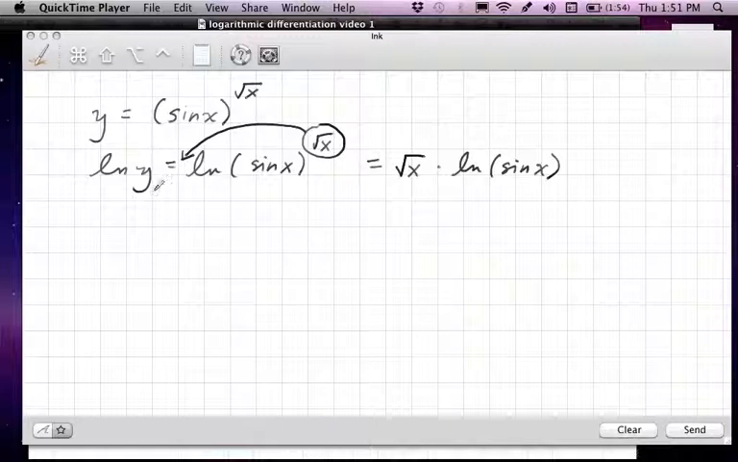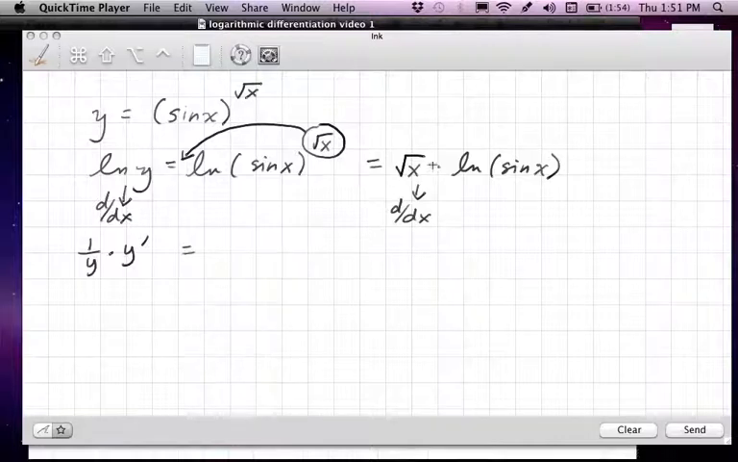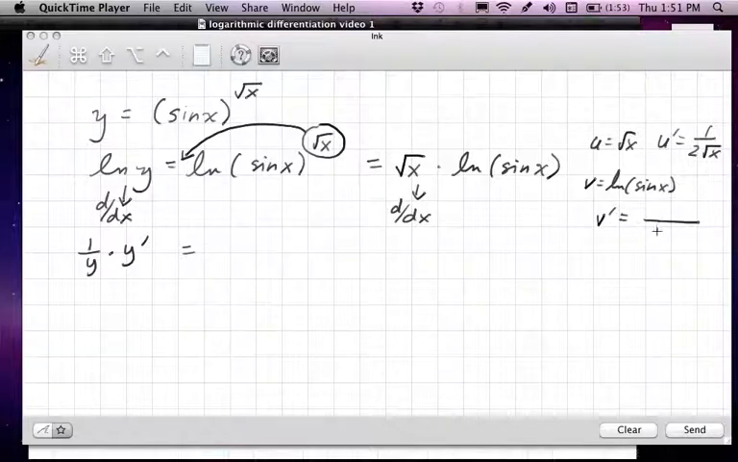And so now I'm going to take the derivative of both sides with respect to x. The derivative of this is 1 over y times y prime, chain rule, don't forget chain rule. And then this side I need to use the product rule. So u is square root of x, u prime is 1 over 2 root x, v is ln of sine of x, and v prime: you need sine of x in the denominator, and the derivative of sine of x, which is cosine of x, so that's cotangent of x.